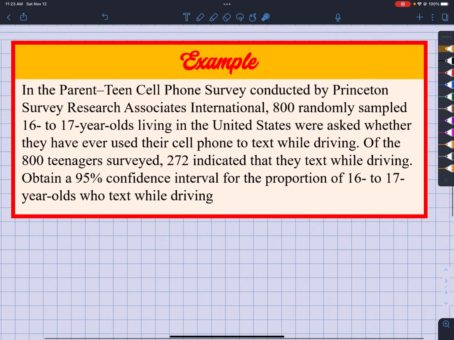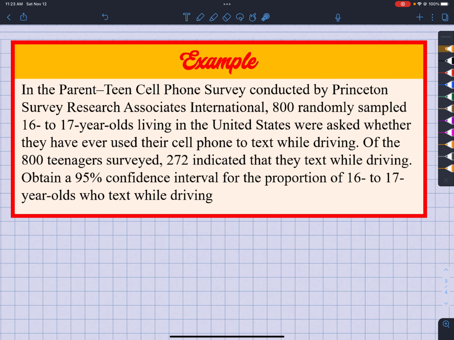So this is an example where it talks about a parent-teen cell phone survey conducted by Princeton. What we have here is 800 randomly sampled 16 to 17-year-olds living in the United States were asked if they would use their cell phone while they're driving or text while driving. And out of the 800, 272 indicated that they do text while driving.